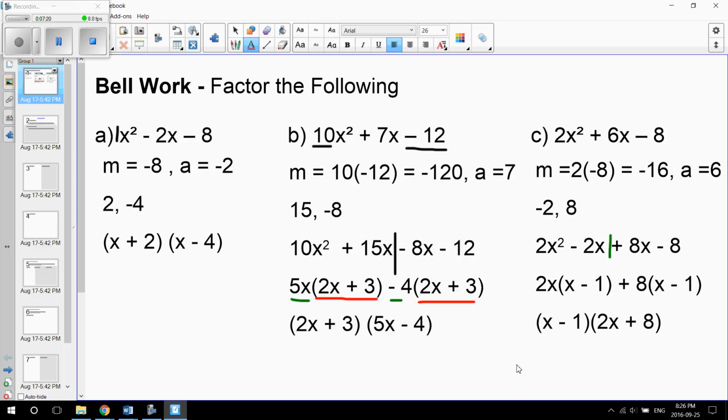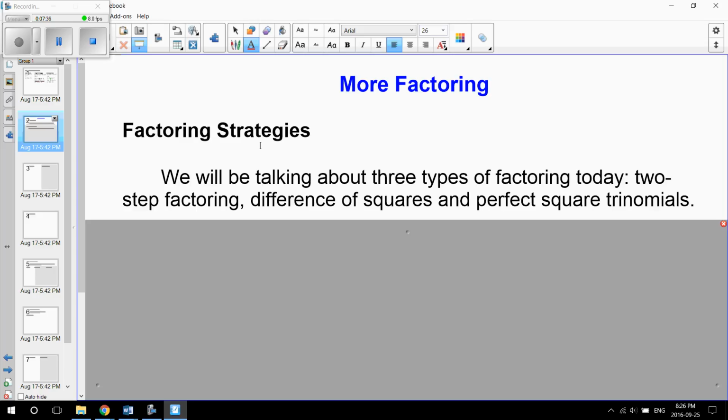Hopefully that was a nice quick review of yesterday for you and a review of the types of factoring that we saw yesterday. Today we're going to be doing some more factoring, and we're going to be looking at a few of the special cases of factoring today. So we're doing more factoring, and we're going to be looking at some of the special factoring strategies.